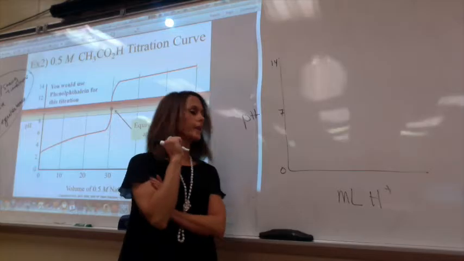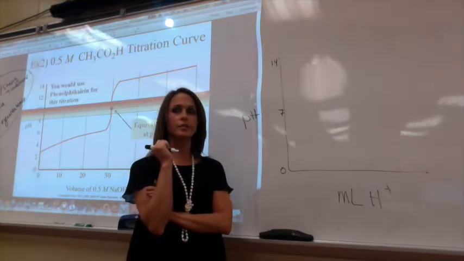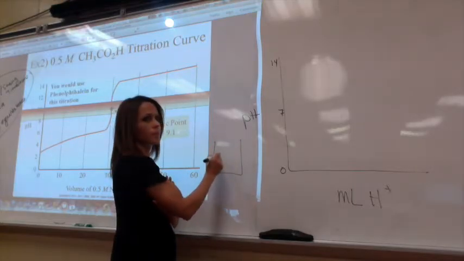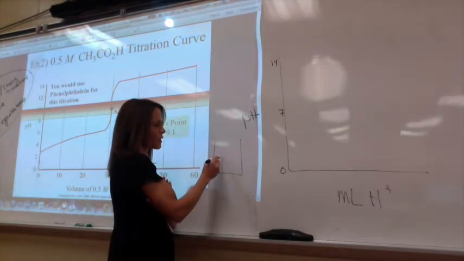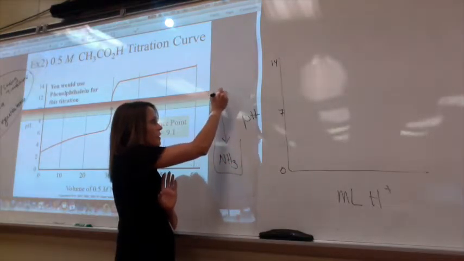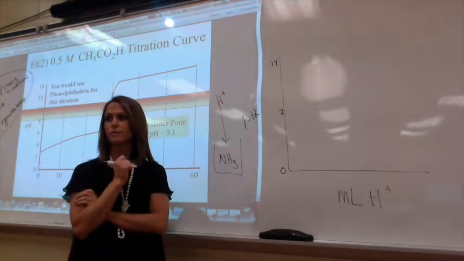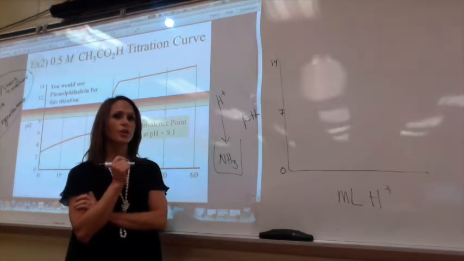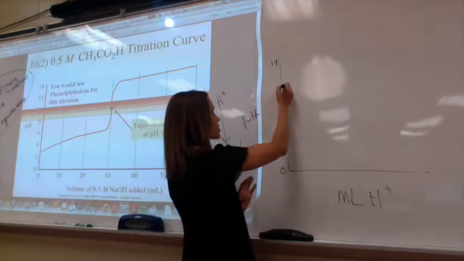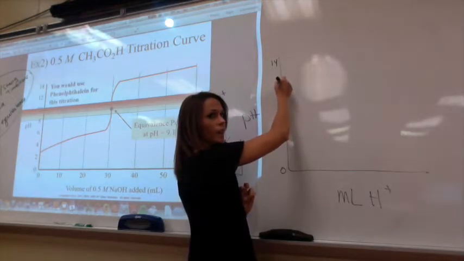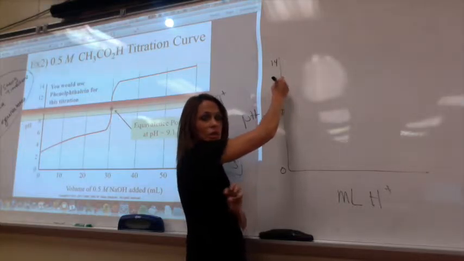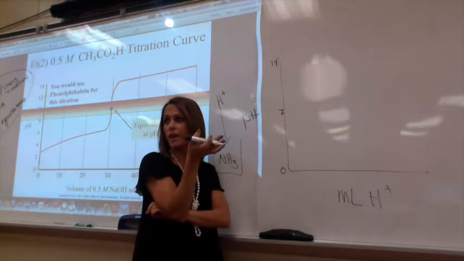Okay, so you should label your axes before you start and then recognize if it's a weak base in your beaker, right? We have something floating around here. Say it's NH3 and I'm titrating it with H plus, HCl. Okay, so where should I start? Around this region here, okay? And then I know that my equivalence point should be where? Somewhere around like a 5-6 range.